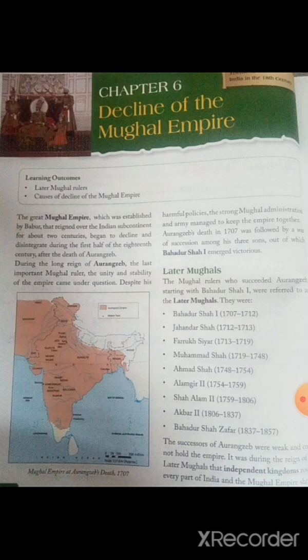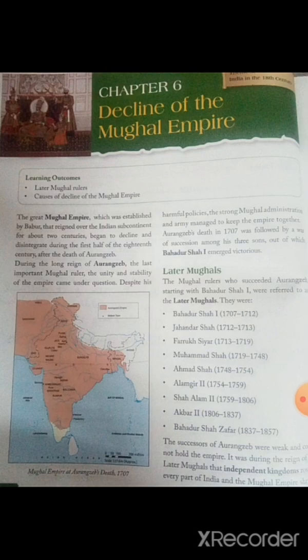Then after that, what happened? After 2 centuries, it began to decline and disintegrate during the first half of the 18th century after the death of Aurangzeb. That is, after the death of the Mughal ruler Aurangzeb, the decline of this empire began.